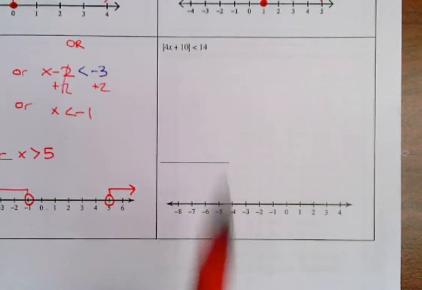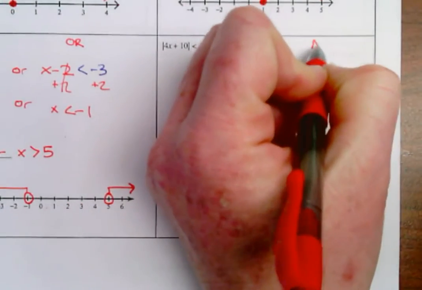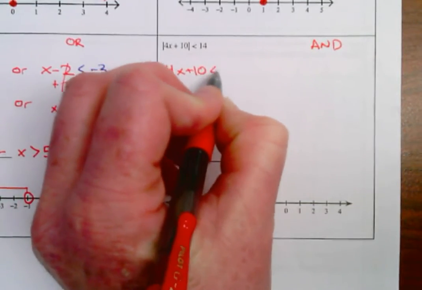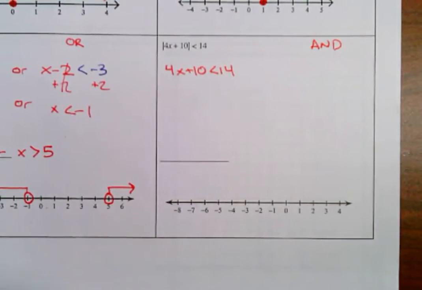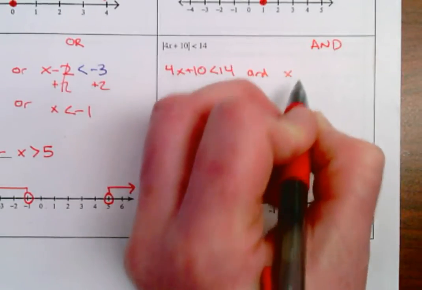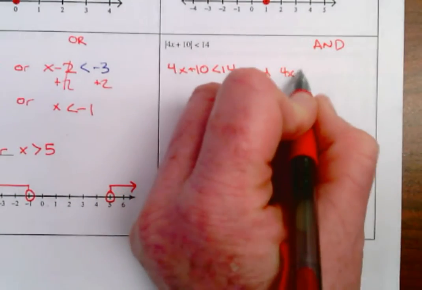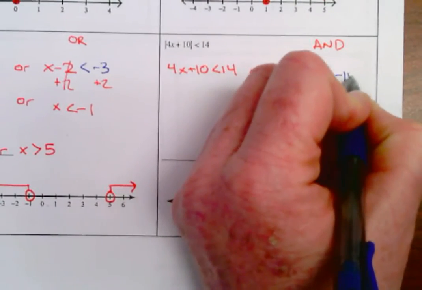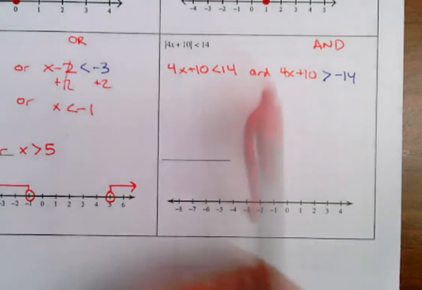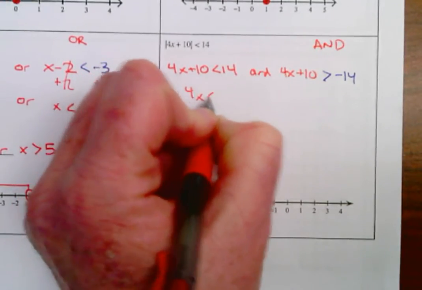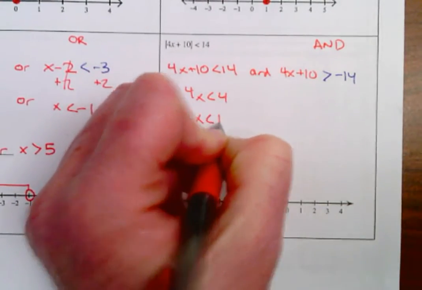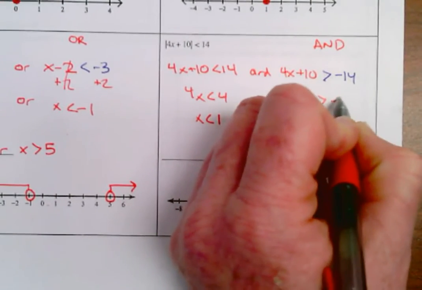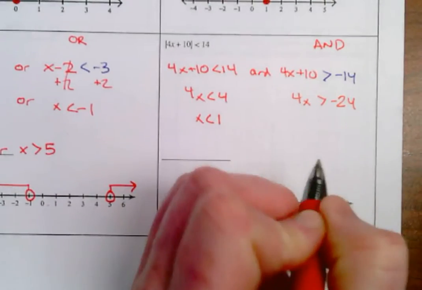Okay, so let's see here. I have a less than, so it's going to be an and. So we're going to go 4x plus 10 is less than 14. And, 4x plus 10. We're going to flip that, and we're going to change the sign. And now we go through and we solve. So we subtract 10 from both sides. X is less than 1. And we subtract 10 from both sides. Divide by 4.